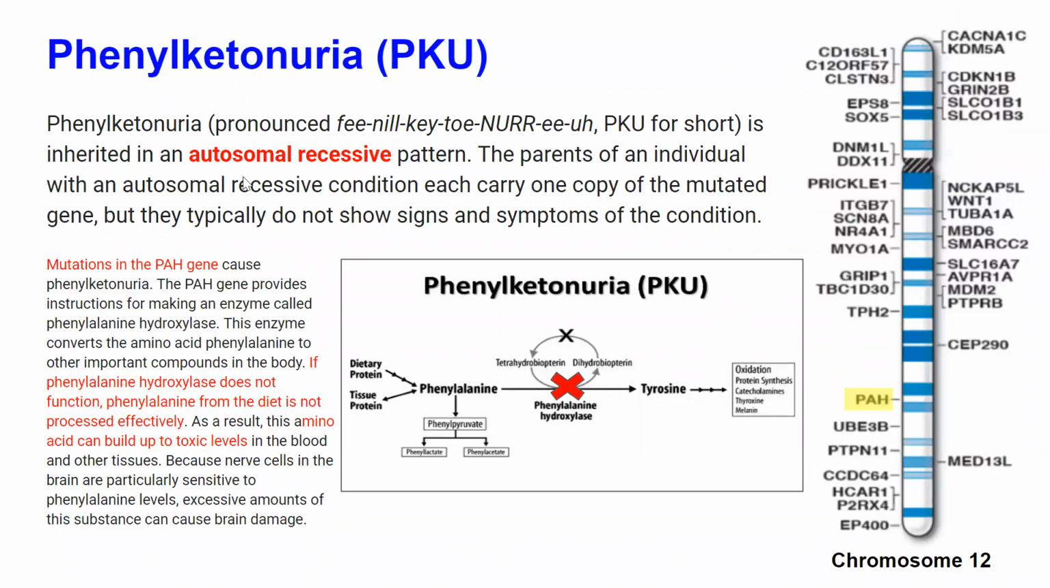Okay, PKU. This is something my baby will be tested for on like, I don't know, day 1 or week 1 of his life. This is autosomal recessive. So is it sex linked? No. This one is called mutations in the PAH gene. It's called phenylketonuria. Phenylketonuria, yes.